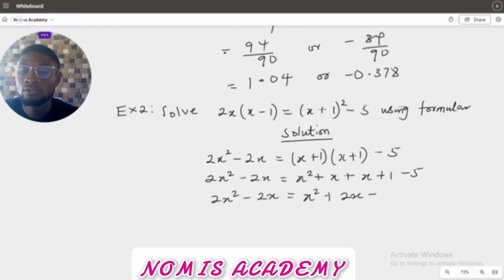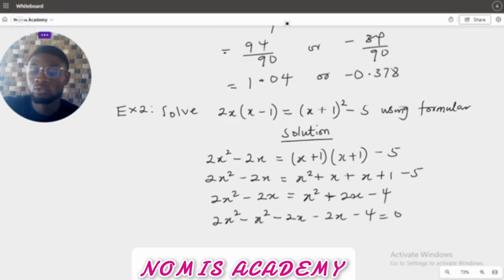That is minus 4. So we can collect like terms and gather the equation to one side while we equate it to 0. So that is 2x squared. The x squared here, when it comes to the other side, becomes minus x squared. So minus 2x. Then this is plus 2x; when it goes to the other side, it becomes minus 2x. Then we are left with minus 4. All should be equal to 0.